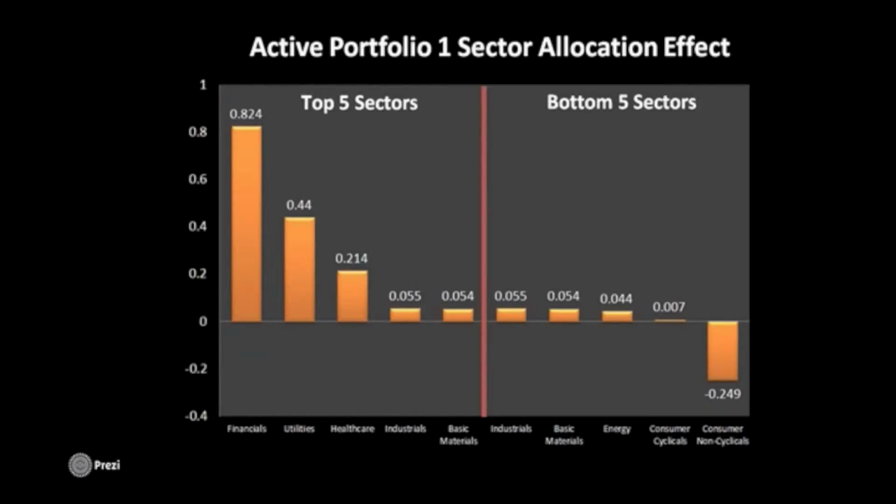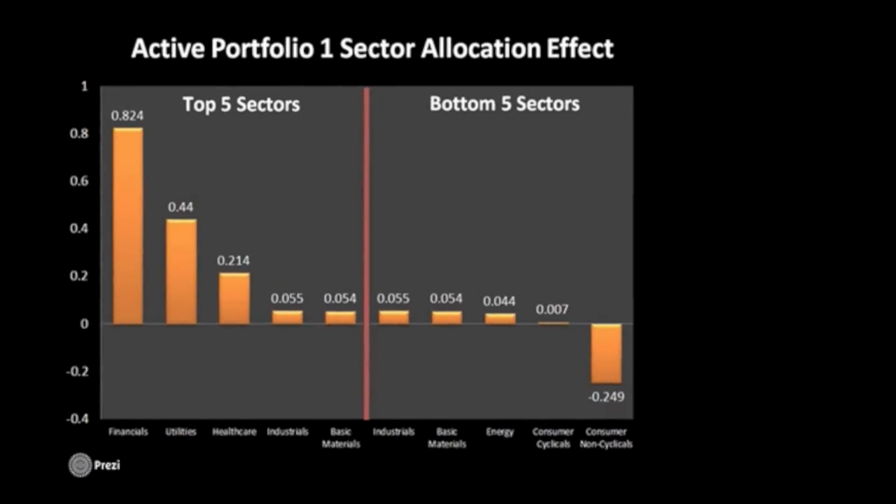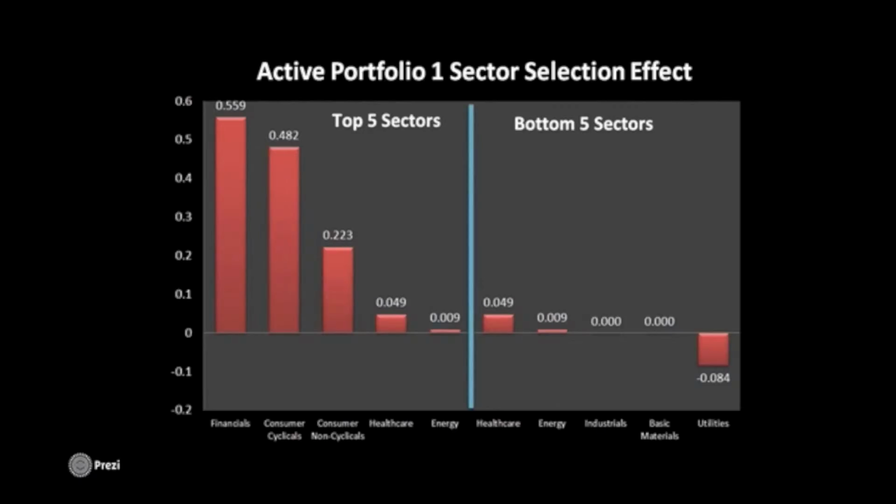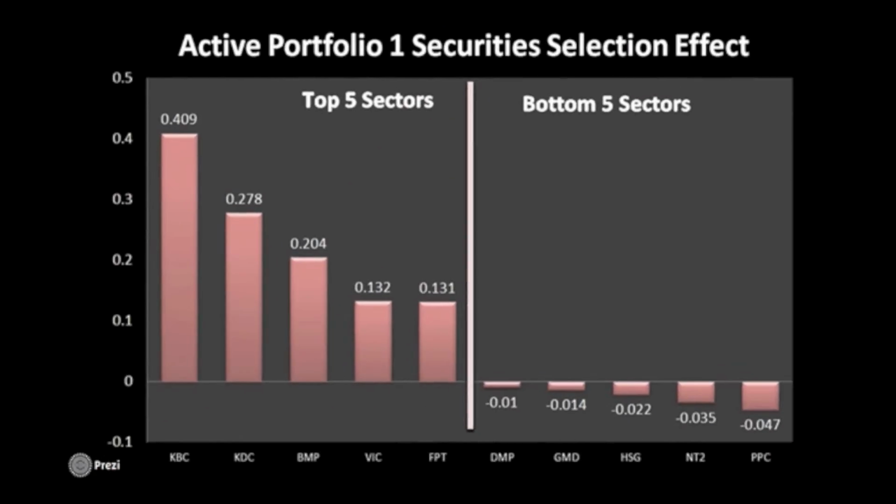In the sector allocation effects, the financial sector had the highest rate with 0.824, while consumer non-cyclical has the lowest with minus 0.249. Additionally, in the sector selection effects, the financial sector still had the highest proportion, accounting for 0.559, and minus 0.084 for the utility sector. It's also the smallest one.